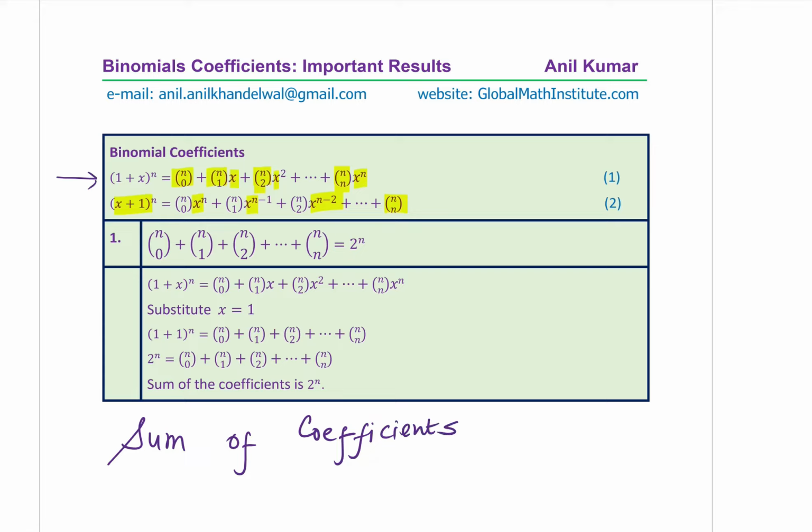Correct? So to find the sum of coefficients, what you need to do really is in this expression, which is 1 plus x to the power of n, which gives you all the coefficients along with the x powers, you just substitute x equals to 1. As soon as you substitute x equals to 1, what you get is only the coefficients on the right hand side. And on the left hand side, we get 1 plus 1 to the power of n, and that gives you 2 to the power of n. And so clearly, the sum of all the coefficients is 2 to the power of n. Now, this is a very important identity which we use so many times in proving results of such coefficients.